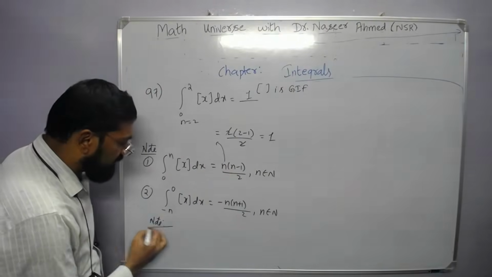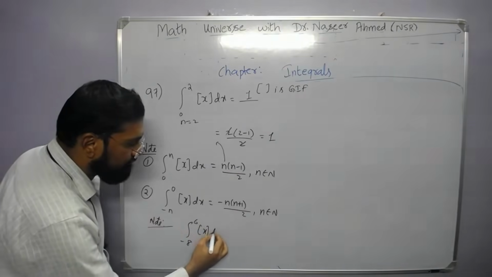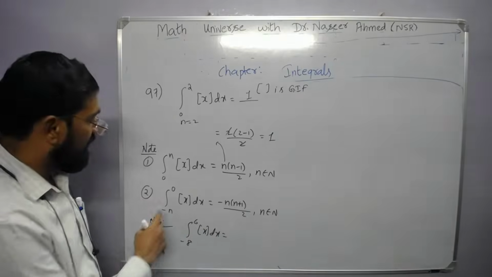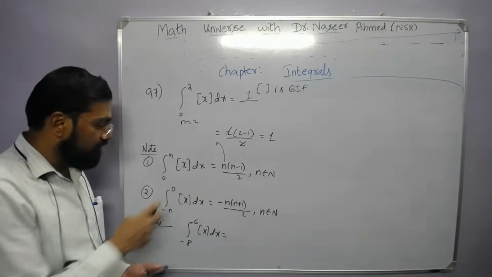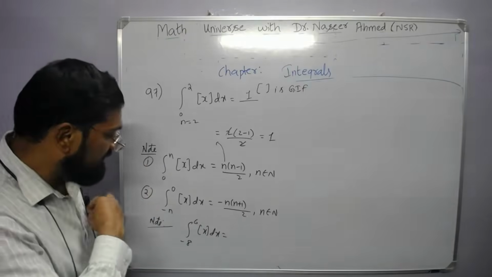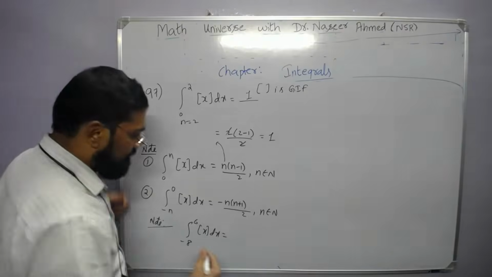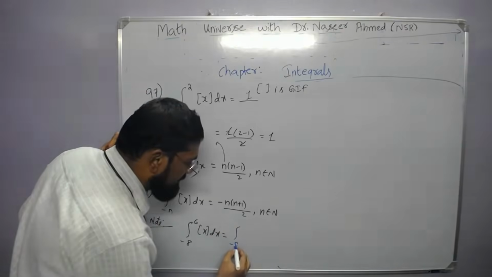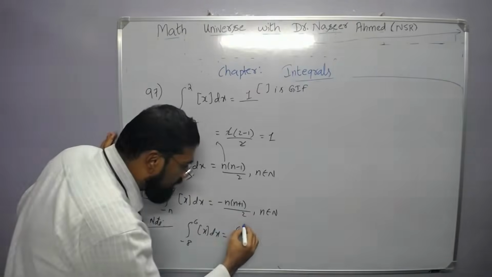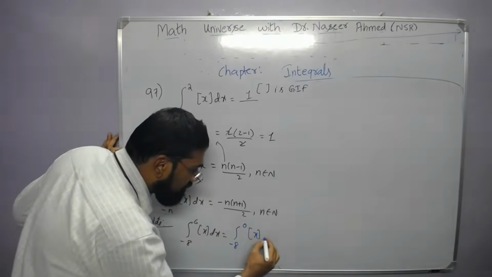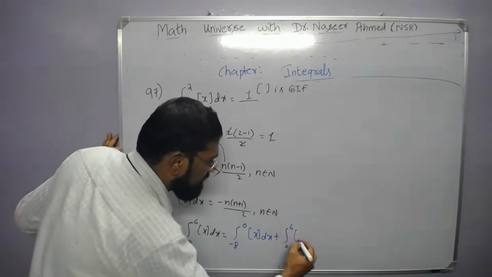Now as a note, let us suppose the question is something like this: integral minus 8 to 6 of the greatest integer value. Be careful. Here we have minus n to 0 and 0 to n, so at 0 we have to surely break. Our formulas change at 0, no? So break at 0: minus 8 to 0, then again 0 to 6.